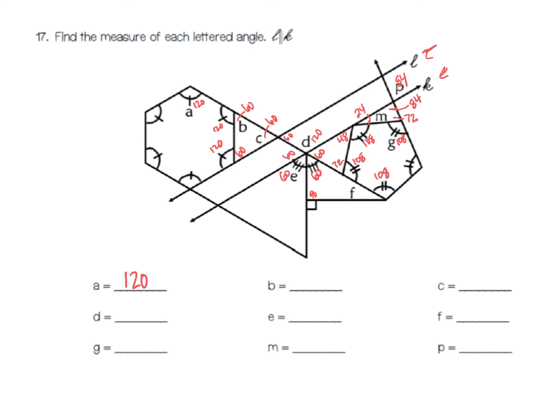So I have A is 120. We have, let's see, angle B is 60. Angle C is 60. Angle D we know is 120. Angle E is 60. F, oh, we didn't get F yet. So we have the triangle that F is in right here. So that means 180 minus 90 minus 60 gives me 30. So that's 30 degrees. G we found is 108. M is 24. And then finally P is 84.